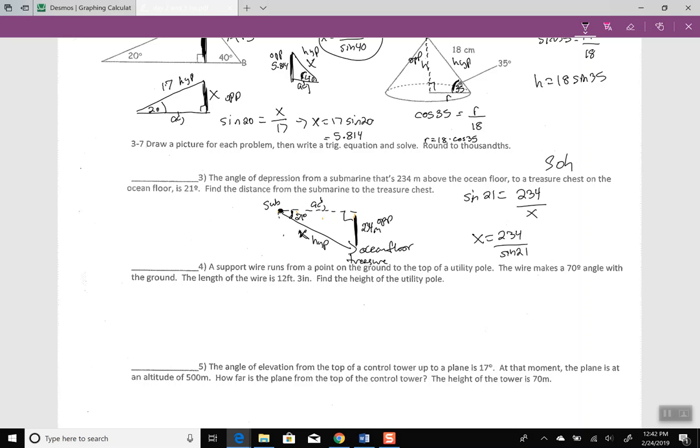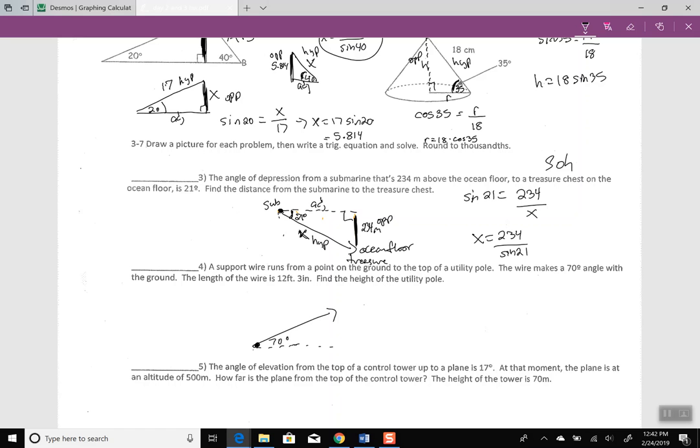A support wire runs from a point on the ground to the top. Okay, if I'm going from the ground to the top, that means I'm elevating, I'm going up. So I'm going to draw a line going up, and then I make my horizontal. And whatever the angle they tell me is, I know that's the angle of elevation. So it says the wire makes a 70-degree angle with the ground. So here's your ground, the wire goes up. This must be 70 degrees. We didn't draw exactly to scale. It definitely doesn't look like a 70-degree angle, but if we really wanted to be perfect, we could redraw it.